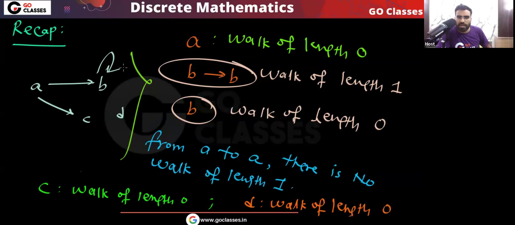So I can say that in any graph, whatever graph you take, every vertex has a walk of length 0 from itself to itself. You can see this is a walk of length 0 from A to A. And this is a walk of length 1 from B to B.